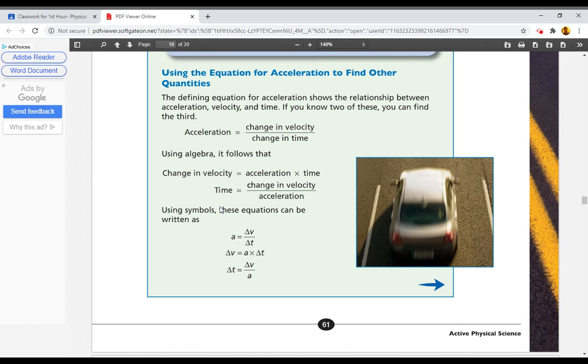Using symbols, these equations can be written as, here we go, acceleration equals change in velocity over change in time. Change in velocity equals acceleration times change in time. Change in time equals change in velocity divided by acceleration.